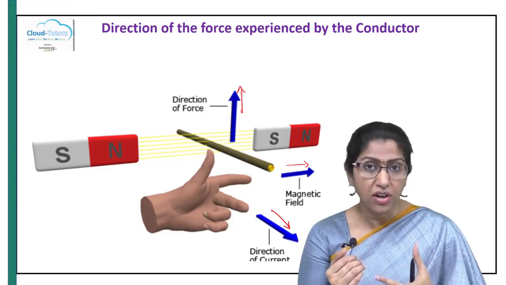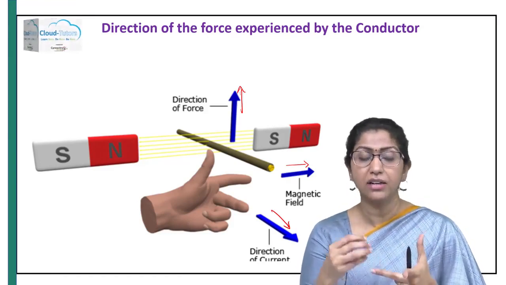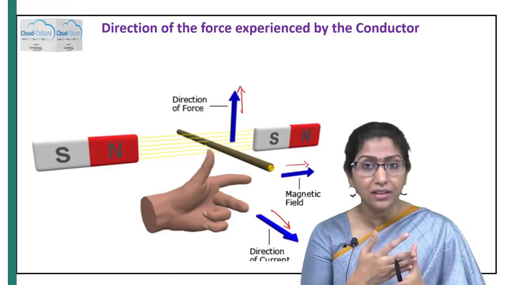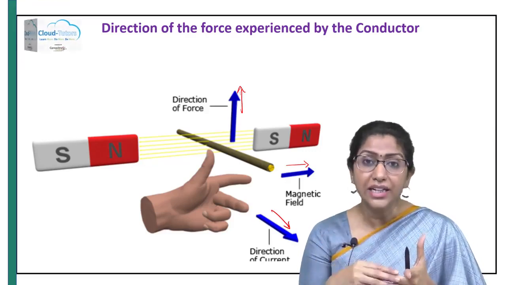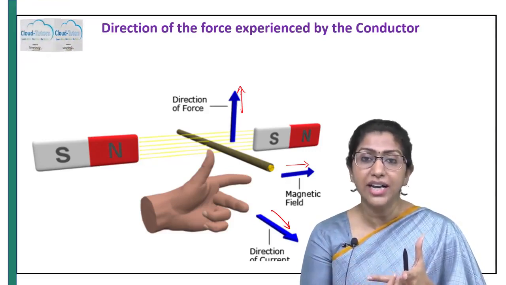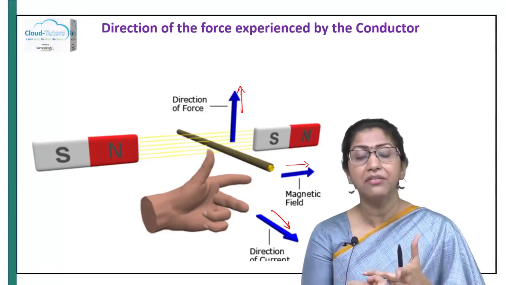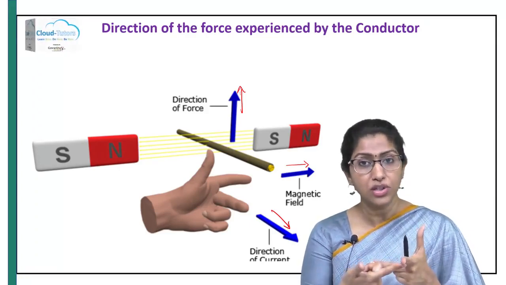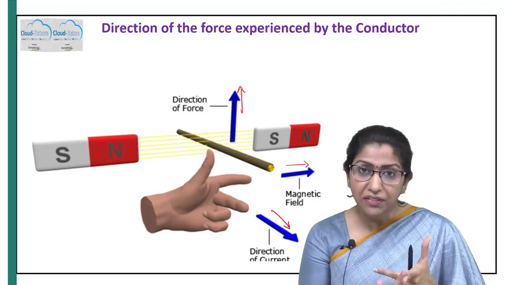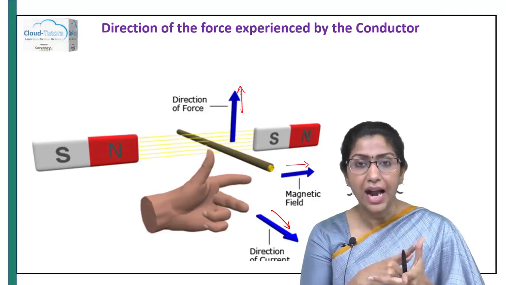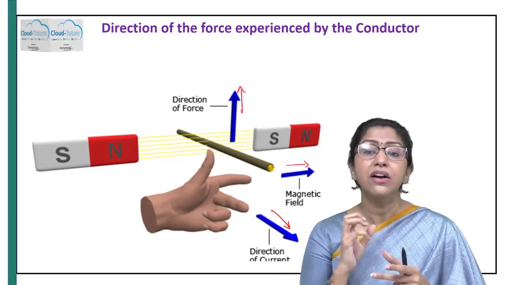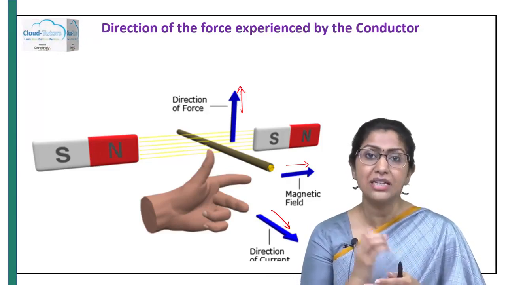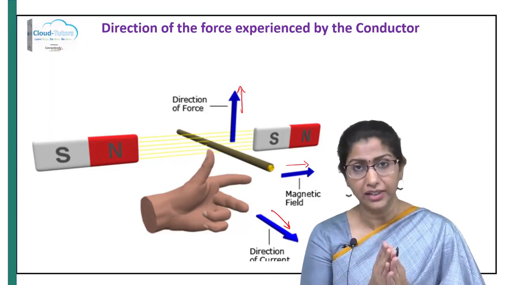When you stretch your left hand forefinger, middle finger and the thumb mutually perpendicular to each other, the current direction is shown by the middle finger, while the forefinger shows you the direction of the magnetic field induced around it, and finally the thumb shows you the direction of the mechanical force experienced by the current carrying conductor.